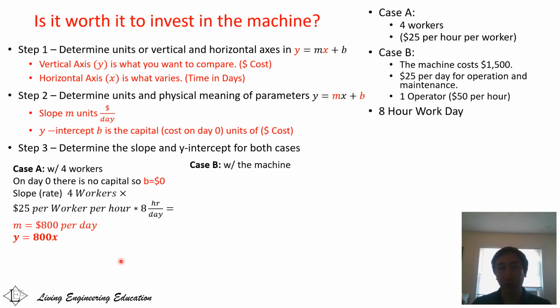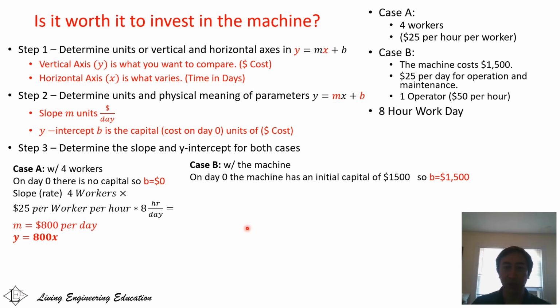Now we're going to do the same thing for case B. My y-intercept here is not 0. My y-intercept has the initial capital of paying for the machine, $1,500. So my y-intercept is 1,500. The slope has 2 parts, right? The 2 parts are for the operation and maintenance of the machine, which is $25 a day, and then the operator costs, $50 per hour.